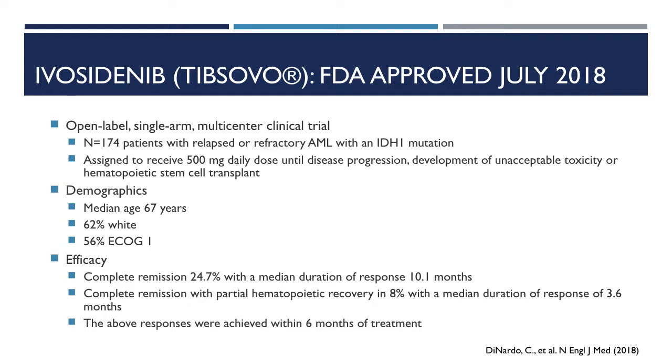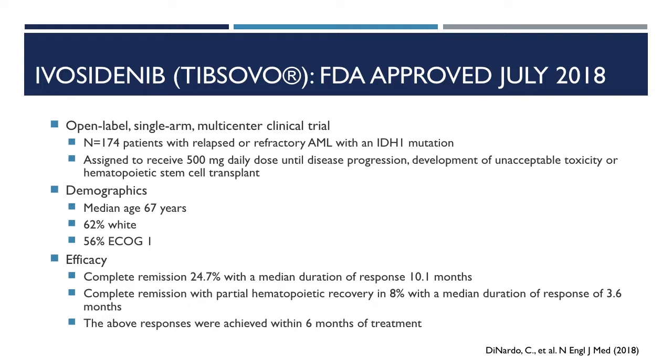Each of these patients were assigned to receive 500 milligrams daily until they had disease progression, development of an unacceptable toxicity, or they could receive a stem cell transplant. The median age was 67 years old, and most of these patients had a good performance status with an ECOG of 1. For their efficacy, they found that there was complete remission in 24.7% of patients with a median duration of response of about 10 months.